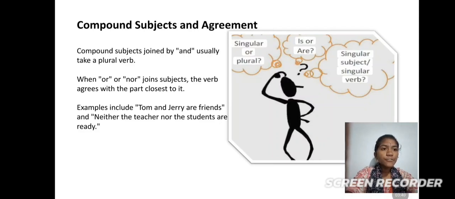Compound subjects are formed when two subjects are connected by words like and, or, or nor. If subjects are joined by and, we use a plural verb. For example, Tom and Jerry are friends. If subjects are joined by or or nor, the verb agrees with the subject closest to the verb. For example, neither the teacher nor the students are ready. This rule is important because many students make mistakes in such sentences.